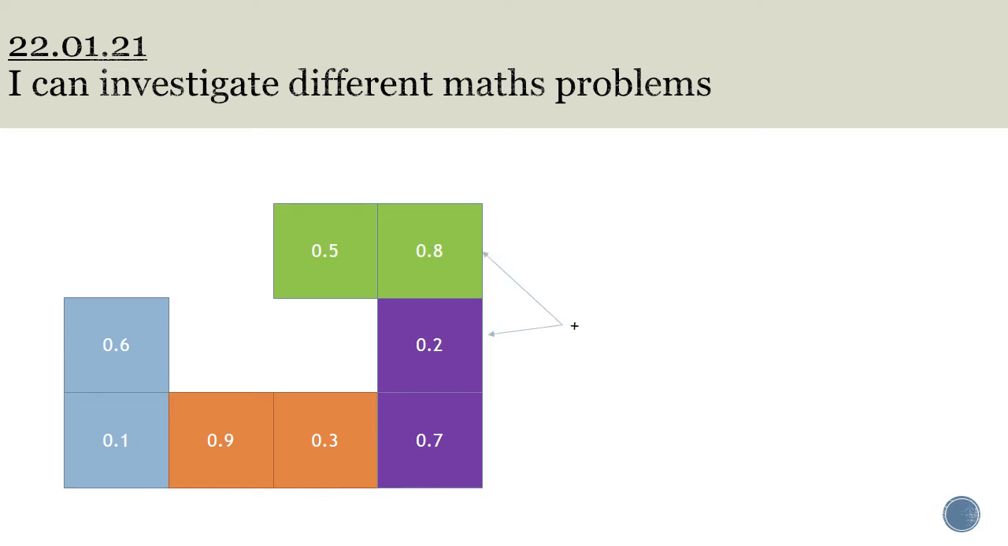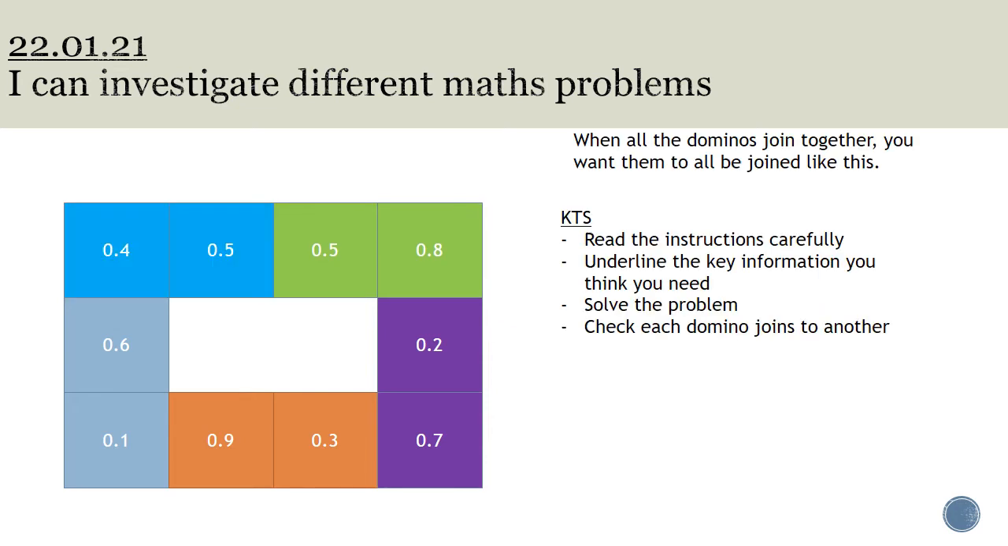And then finally, one last domino, 0.4 and 0.5. How would this domino join on? They would join on like so, because 0.5 add 0.5 makes 1, because 5 add 5 makes 10, and 0.4 added to 0.6 makes 1. I can go around the rectangle to check that all the joining dominoes add together to make 1.